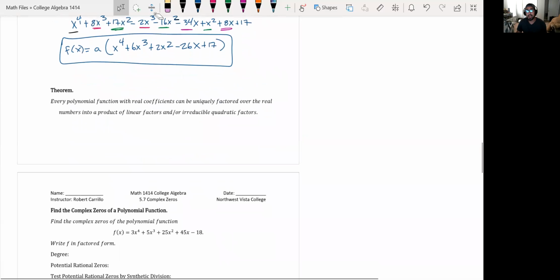Small theorem. Every polynomial function with real coefficients can be uniquely factored over the real numbers into a product of linear factors and/or irreducible quadratic factors. So once again, this theorem is stating everything we've done so far. We have taken a polynomial function with real coefficients, and by P over Q, by rational zero theorem and synthetic division, we can break it down into linear factors. So they just keep stating everything we know already. We know this, right?